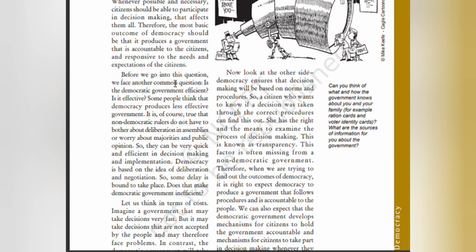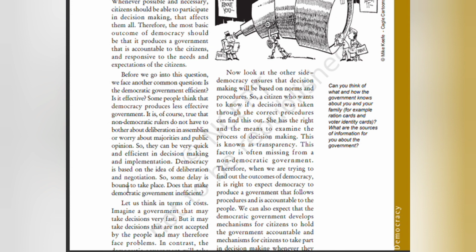Before we go into this question, we face another common question: is the democratic government efficient? Is it effective? Some people think that democracy produces less effective government. It is, of course, true that non democratic rulers do not have to bother about deliberation in assemblies or worry about majorities and public opinion. So, they can be very quick and efficient in decision making and implementation. Democracy is based on the idea of deliberation and negotiations, so some delay is bound to take place.